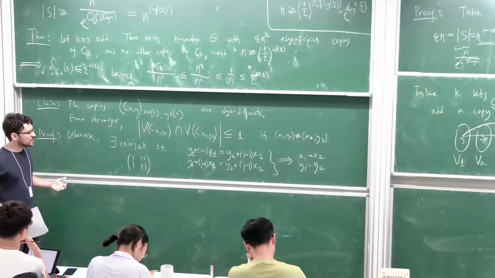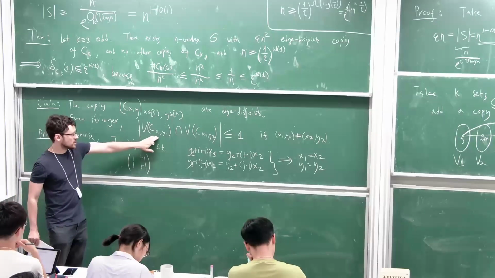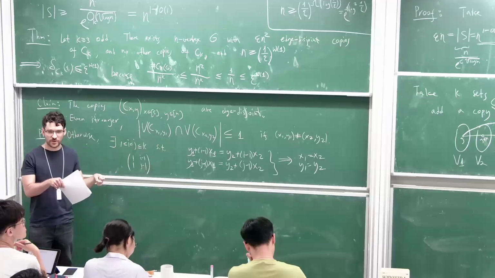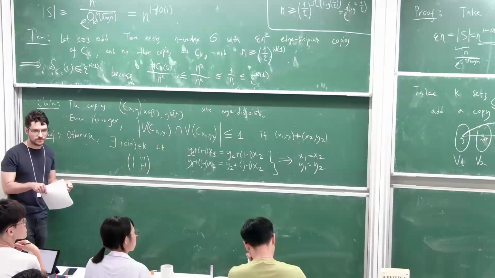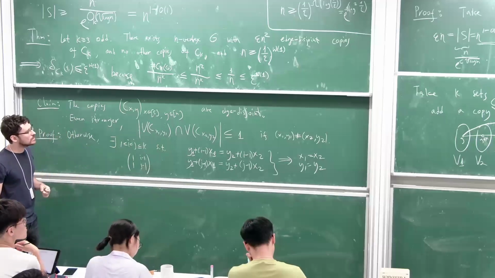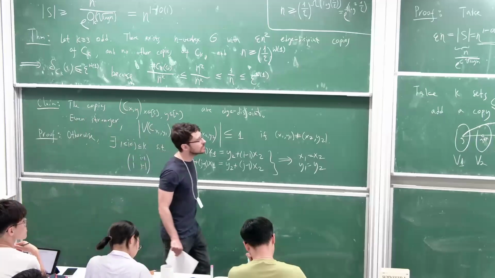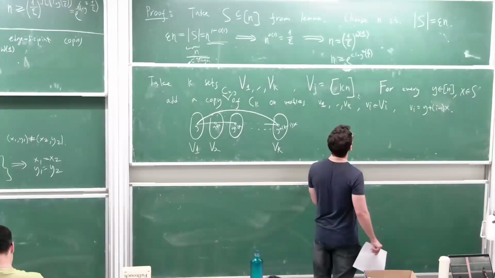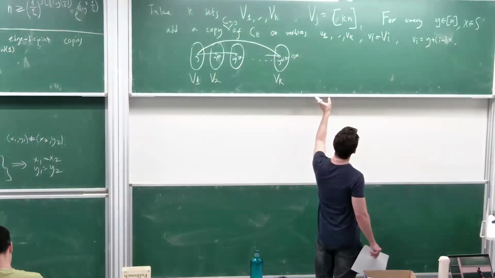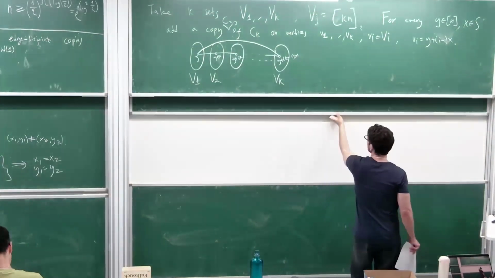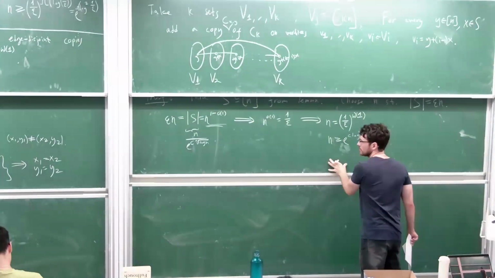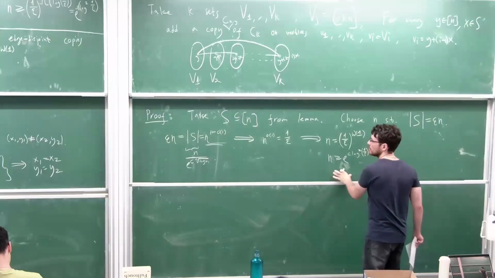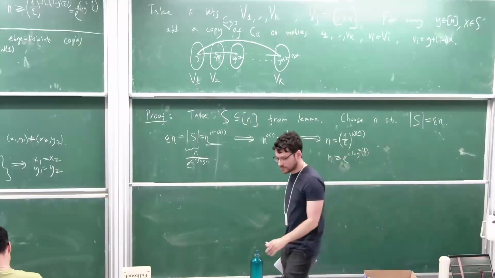So another way of saying this is that if I give you such a copy and I give you two vertices of this copy, then you can solve for x and y. Okay. This is the first property.